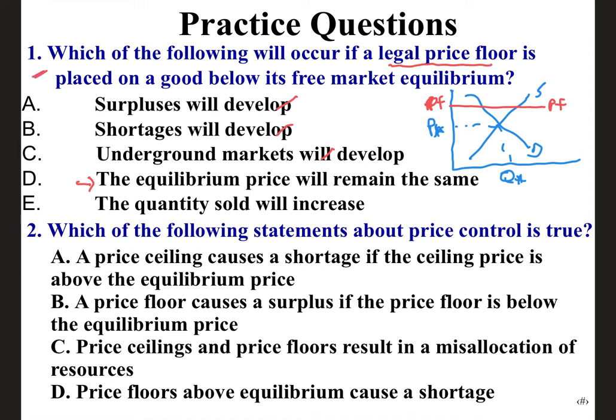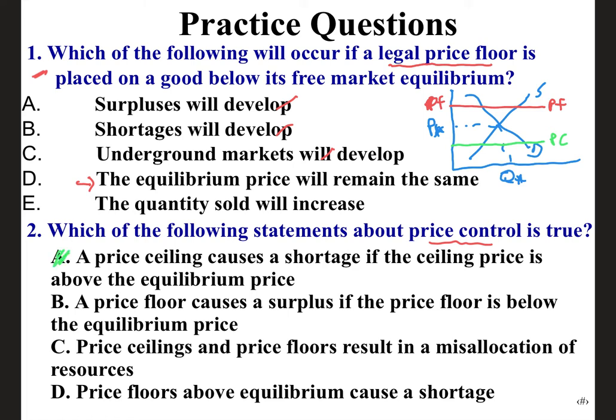To some degree, this number one is a little bit of a trick question, but something that the AP folks like to ask to test your knowledge and understanding of price floors and ceilings. For this second question, which of the following statements about price controls might be true? And because we're asked about price controls, we can kind of assume they're talking about floors and ceilings. A price ceiling causes a shortage if the ceiling price is above the equilibrium price. Well, like before, we know that a price ceiling is something that is going to be definitionally below the equilibrium price. So we can't have a ceiling price above the equilibrium price, so A can't be correct.